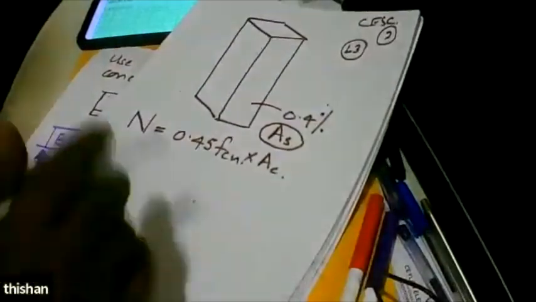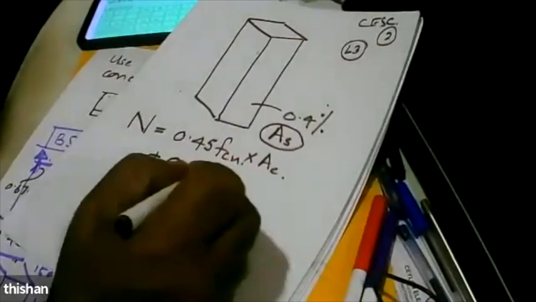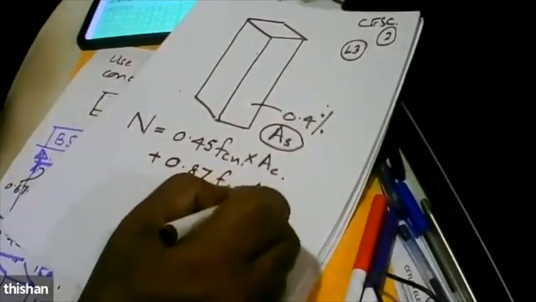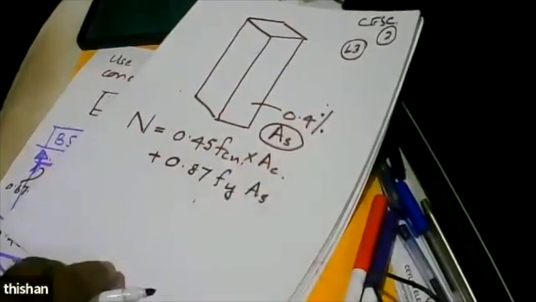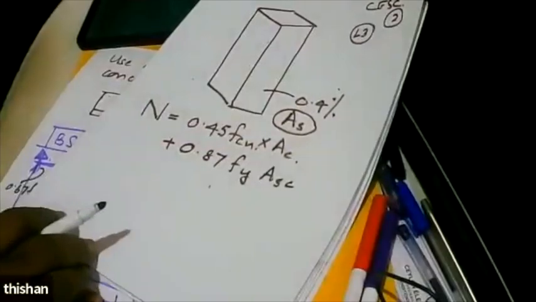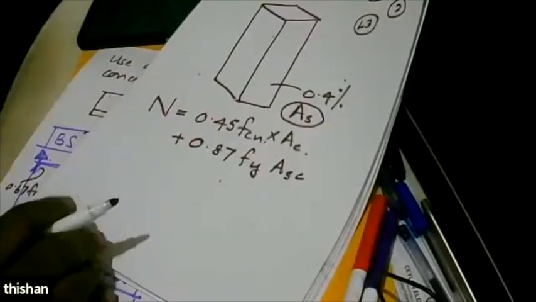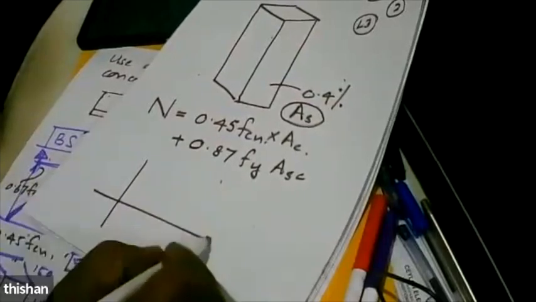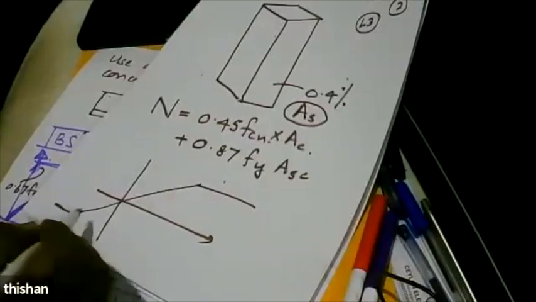Then we have to make sure we take into account what the steel can carry. That is 0.87 FY AC, the area of steel in compression. So we can say AC, area of steel in compression. And FY, why we get 0.87 is the reinforcement can be either in compression or tension.